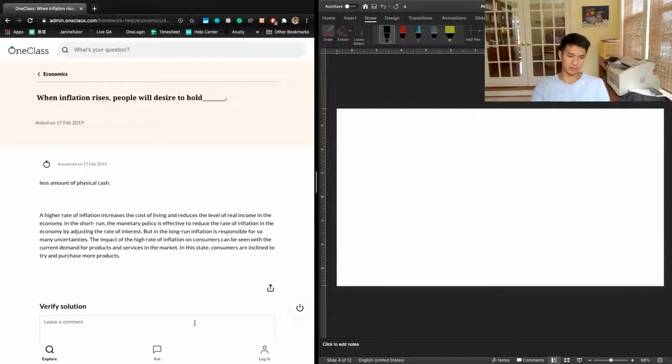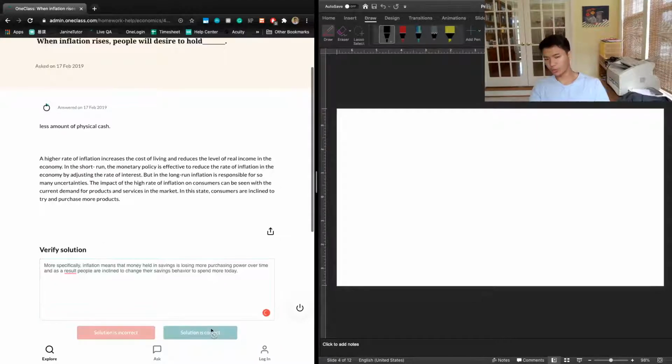Yeah, let's clarify this a little bit more. So, more specifically, inflation means that money held in savings is losing more value, more purchasing power over time, and as a result, people are inclined to change their savings behavior to spend more today. But the solution is correct, so we'll go with that.